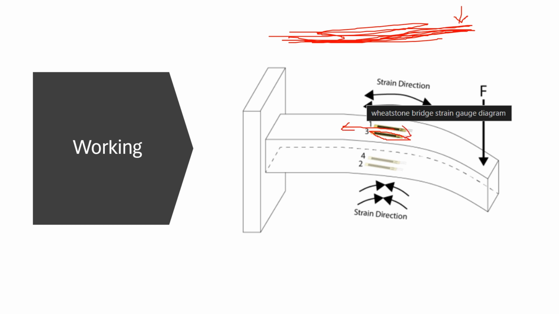As a result, the length of the wire in the strain gauge will increase, and as we know, resistance is directly proportional to the length of the wire. As the length increases, the resistance will also increase, and which will result in the creation of the potential difference between the points shown in the circuit in last slide.